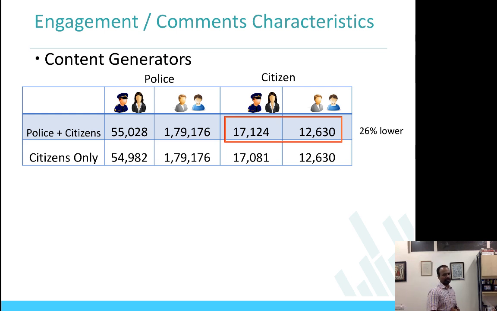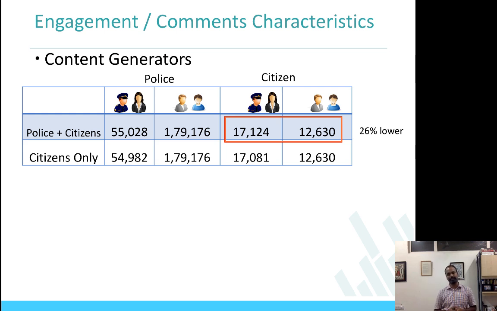If you look at the first set of columns, the second and third columns, this is showing what happens to the comments when police does the post, and police and citizens are involved in the comments. It shows about 55,000 within the police and citizens row. Whereas if citizens post and the comments are from police and citizens, it seems to be much, much lower.